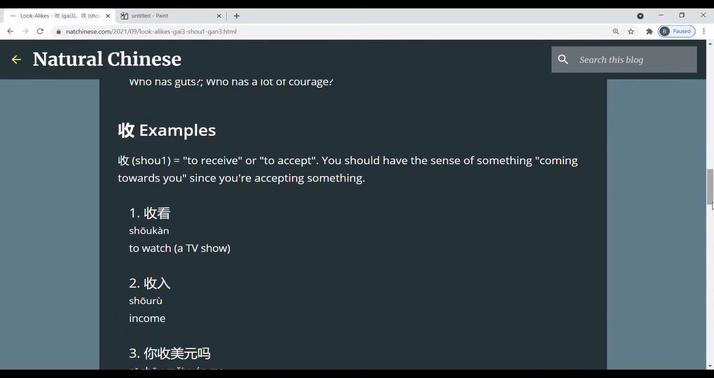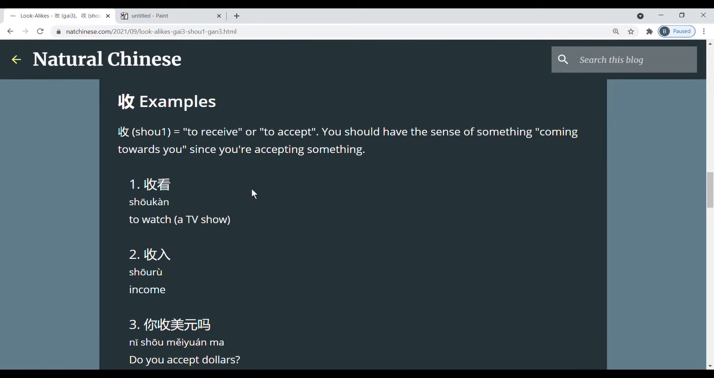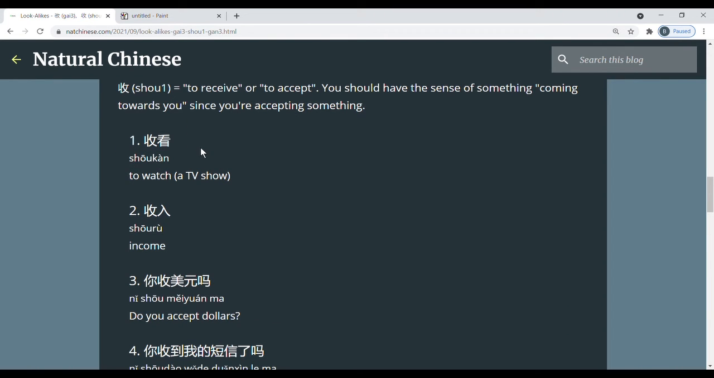So the next word is shou, which means to receive or to accept. It's the simple one with 2 strokes on the left side. And I would say you should have a sense of something coming towards you when you use this word, since you're accepting something. So the first phrase we have is 收看, and I would hear this phrase a lot on maybe like a TV show or like a news show or maybe like a YouTube video.